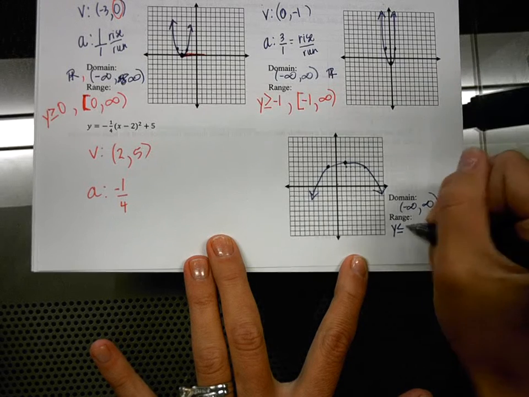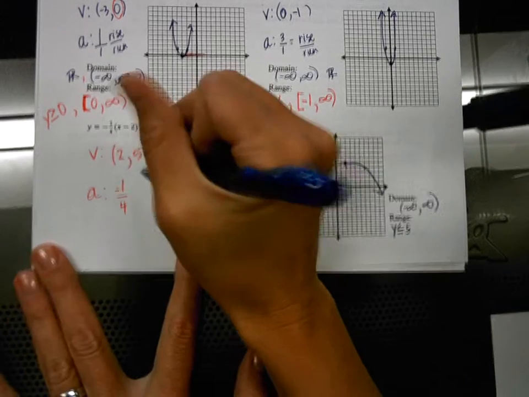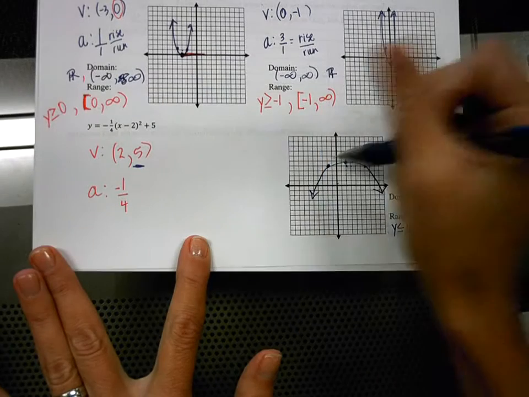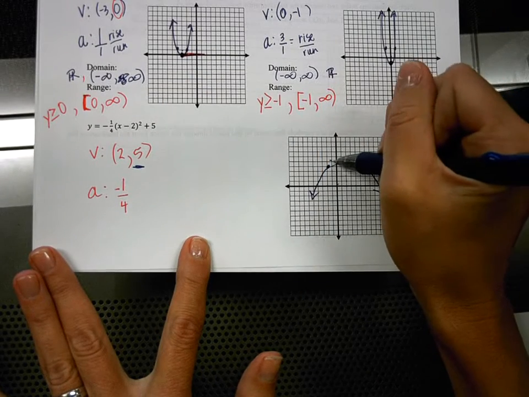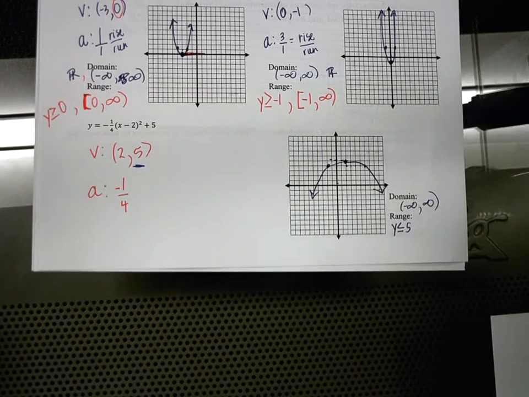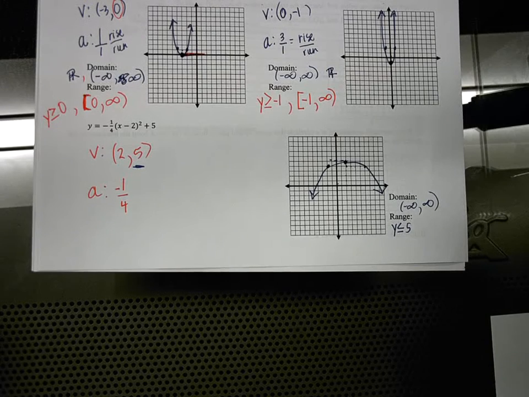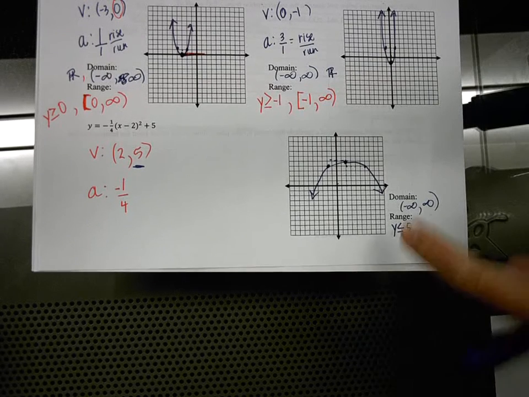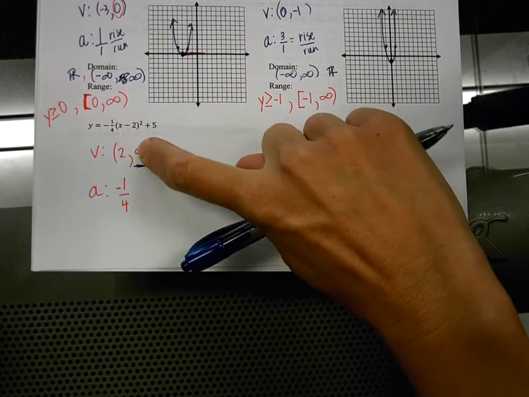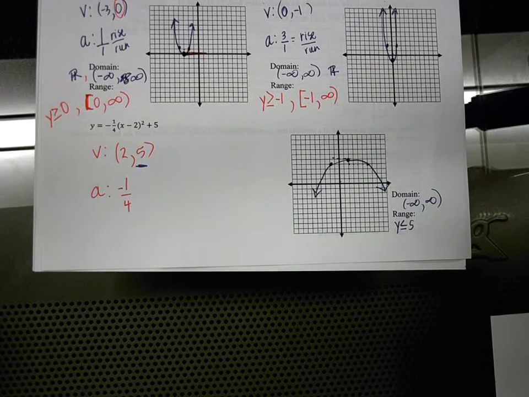5. And if you notice, that value is always the y of the vertex, because the vertex is always telling you it's either your maximum point or your minimum point. Okay? So that value is always going to come from your vertex, because that is a maximum or minimum point. Now, how do I write this one in interval notation?